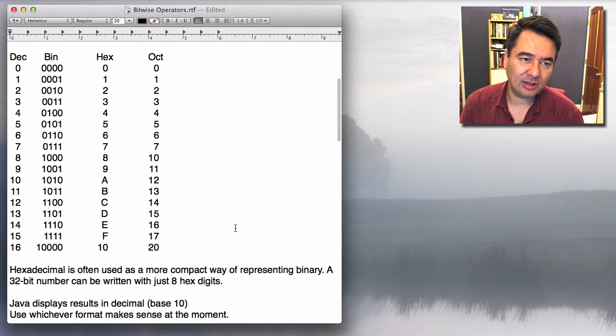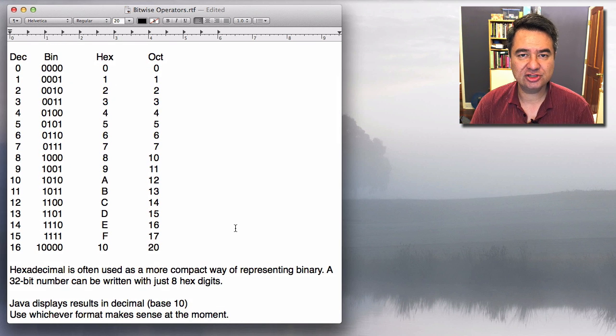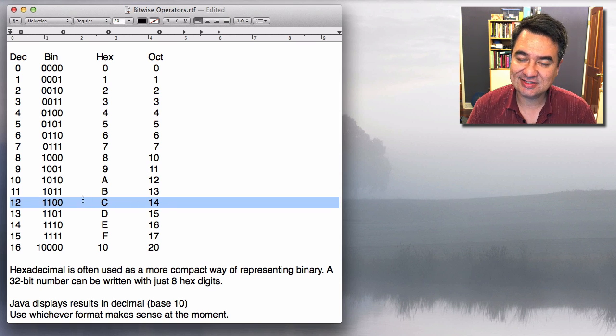Here's a chart that you'll probably find handy. This one shows a few of the numbers in decimal, binary, hexadecimal, and octal. It shows the equivalence between the various numbers. For example, the number 12 in decimal is the same as 1100 in binary, C in hexadecimal, and 14 in octal.